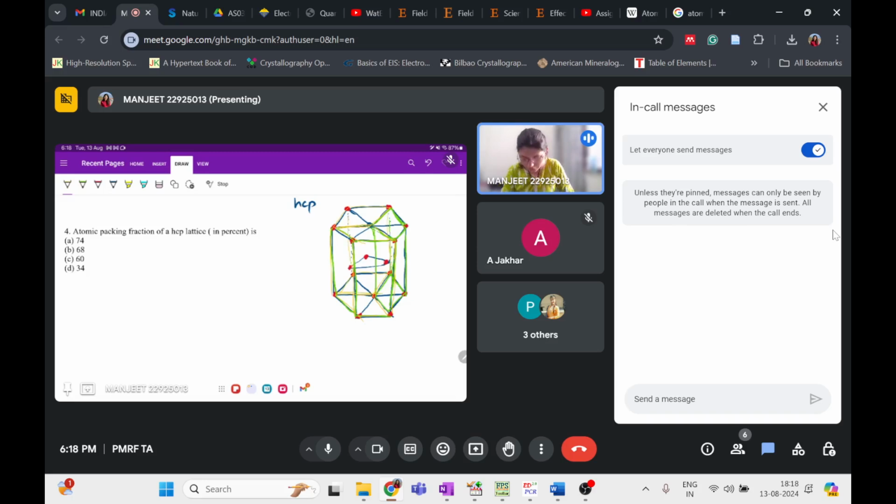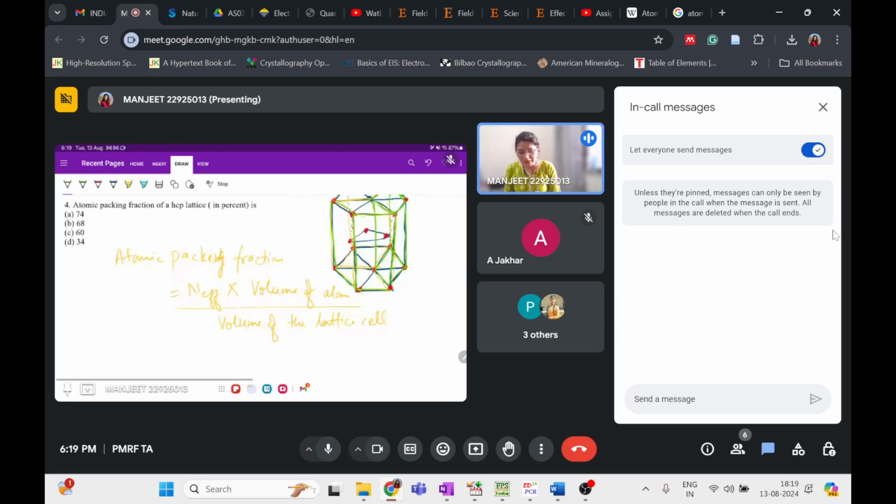So now we have to calculate the atomic packing fraction. As you know, the atomic packing fraction is how closely my lattice is packed, how much space is covered by the atoms and how much space is empty. So the atomic packing fraction will be the effective number of atoms in a unit cell times the volume of the atom, divided by the volume of the lattice cell. Okay, so this is the case for the 3D one.